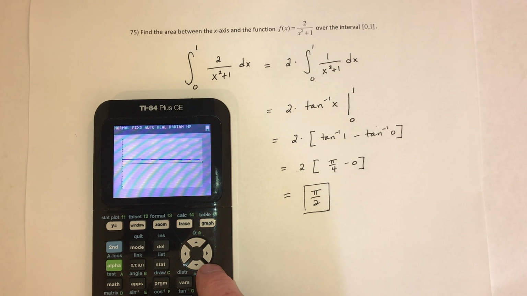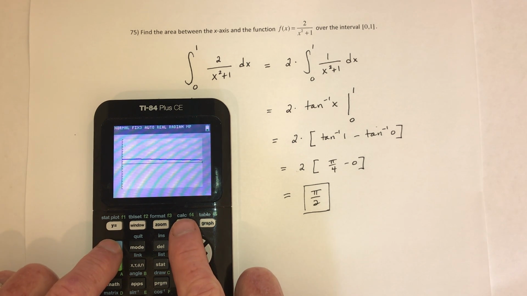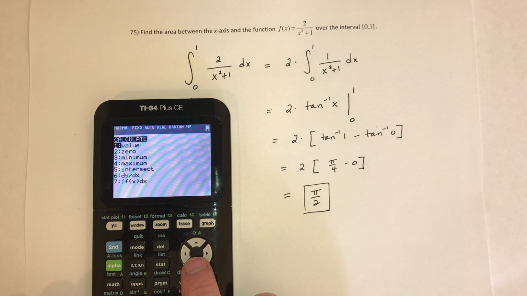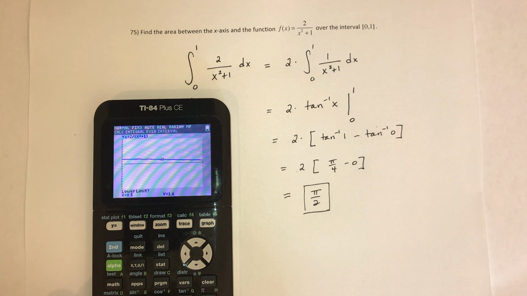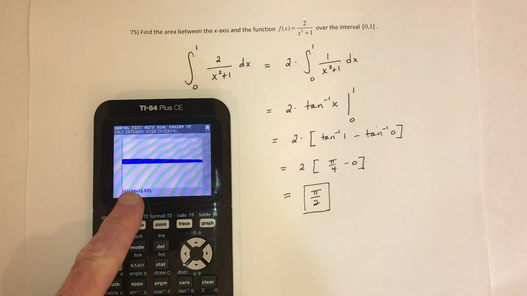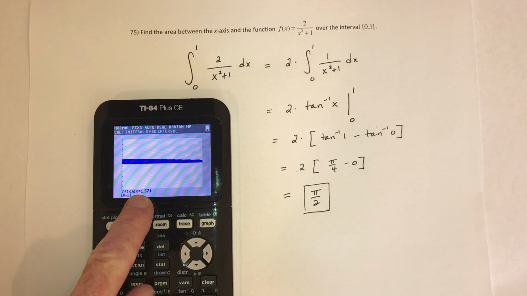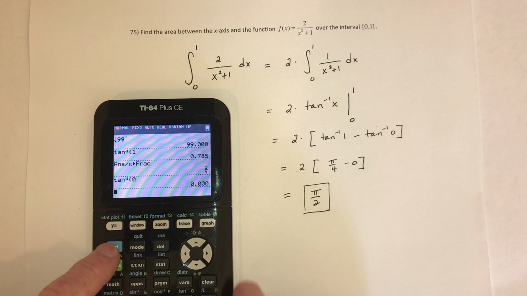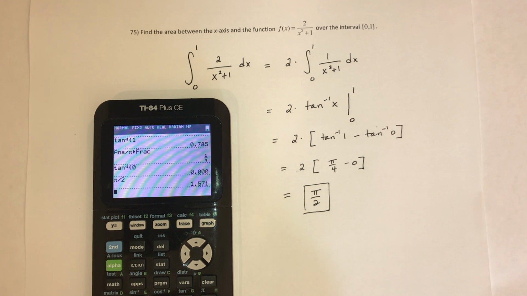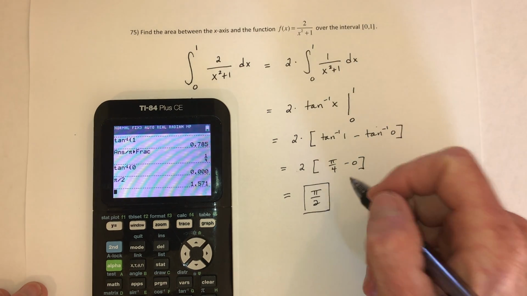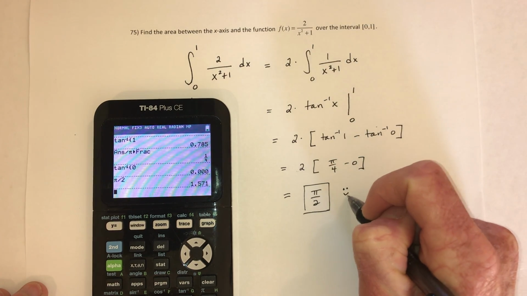It looks like this. And then go to second calculate, number 7. And that will integrate for us, going from 0 to 1. And it says the answer is 1.571, which is the exact same thing as pi over 2. Good job, guys.